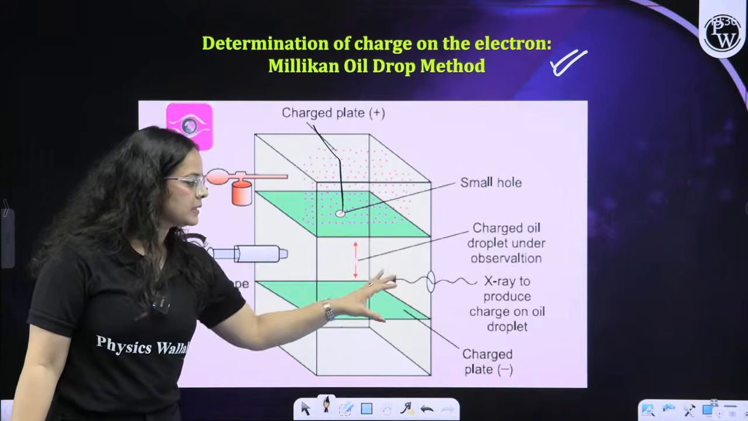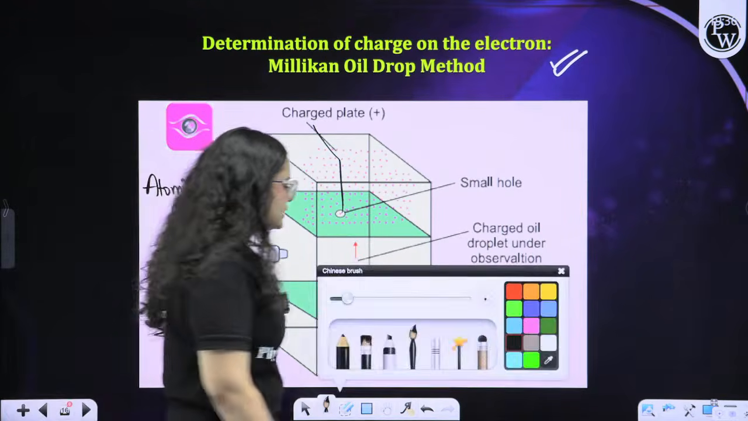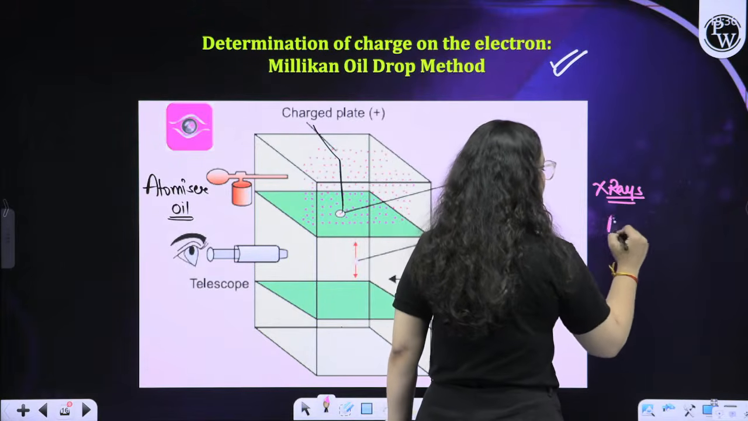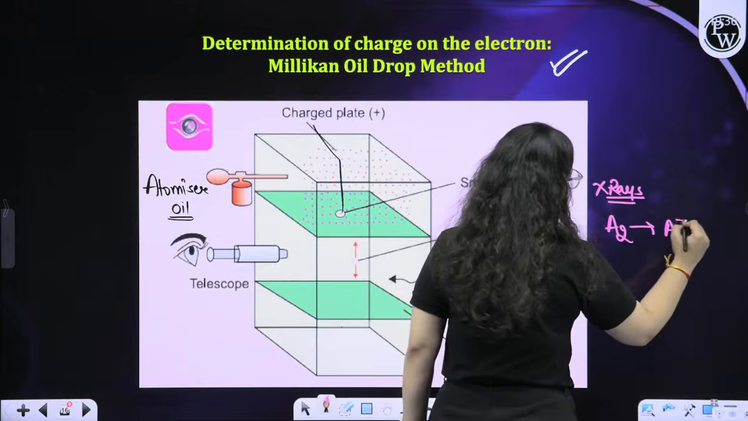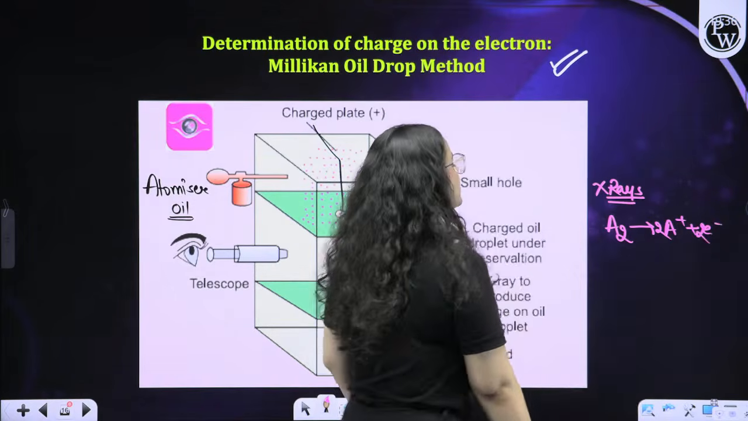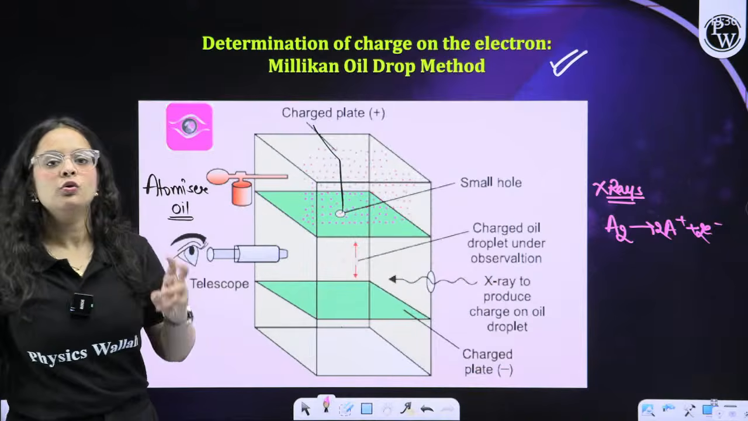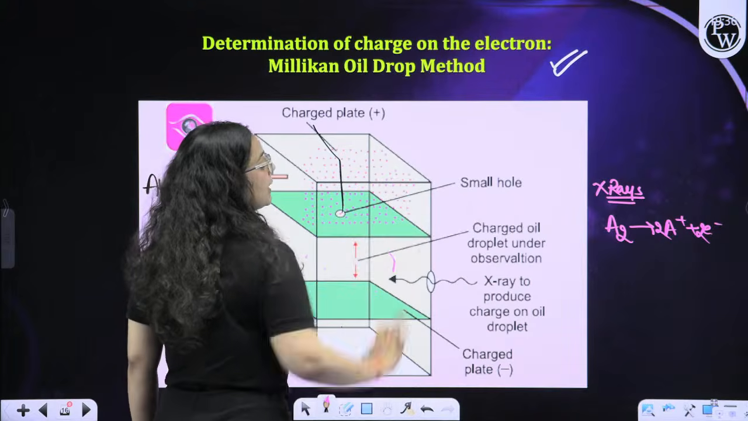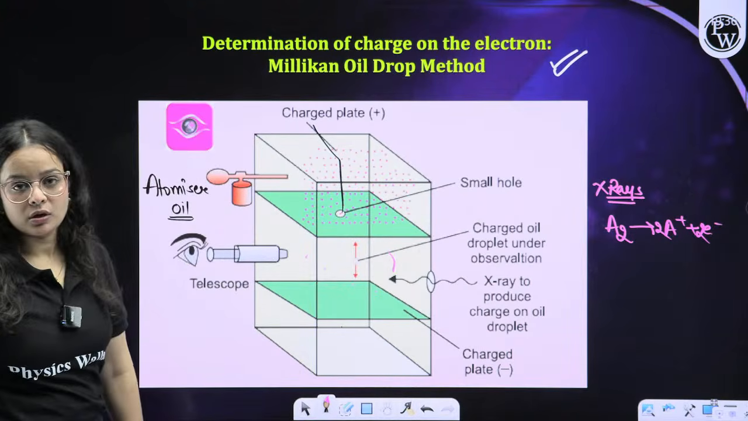Over here we are passing X-rays. What is the function of these X-rays? X-rays will ionize the gas that is present. X-rays have the tendency to ionize gas, so the gases present here will ionize and produce electrons accordingly, right?